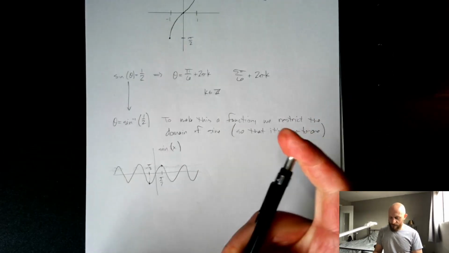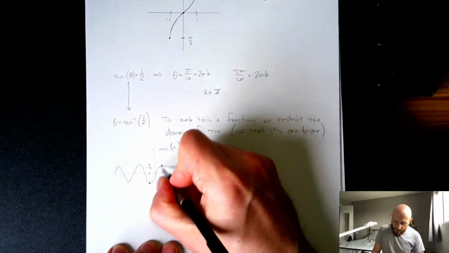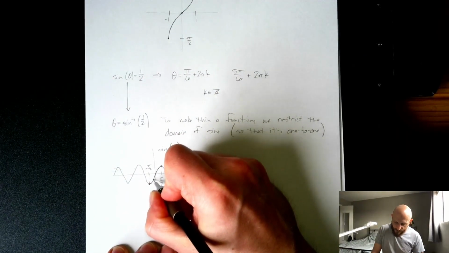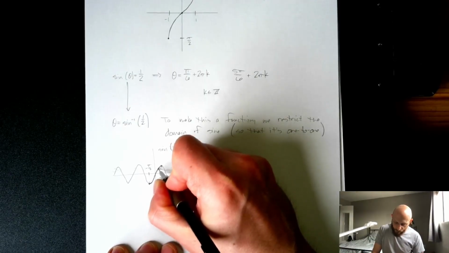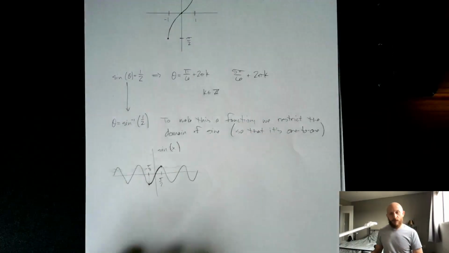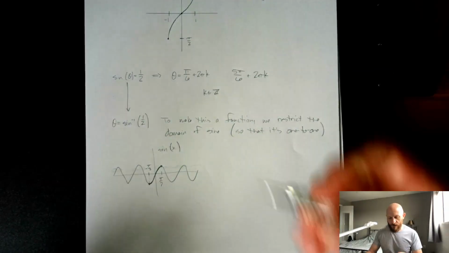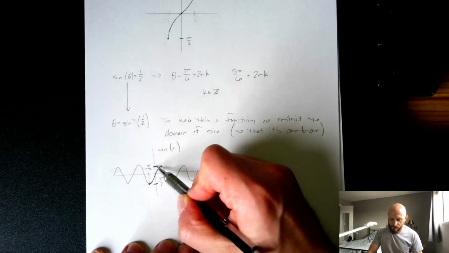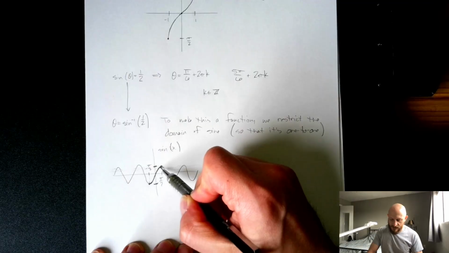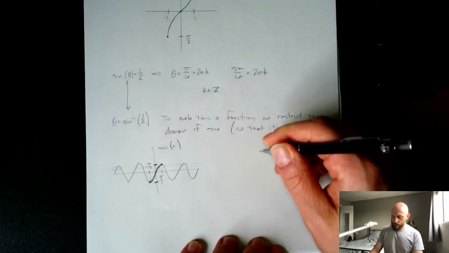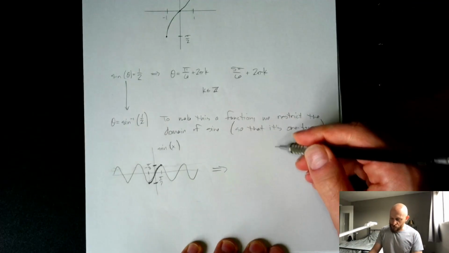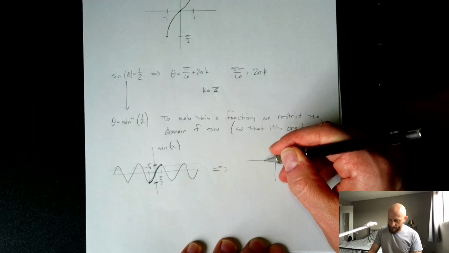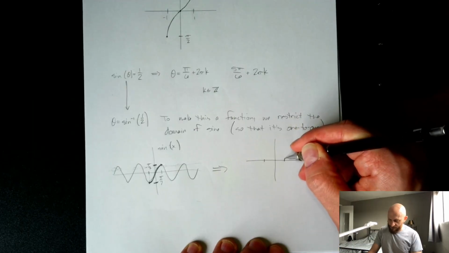And this interval right here from negative pi over 2 to positive pi over 2 grabs every possible output in the range of sine. The range of sine, remember, is -1 to +1. So every value in the interval from -1 to +1 is being touched by this graph. So here's our restricted sine function, restricted from negative pi over 2 to positive pi over 2.